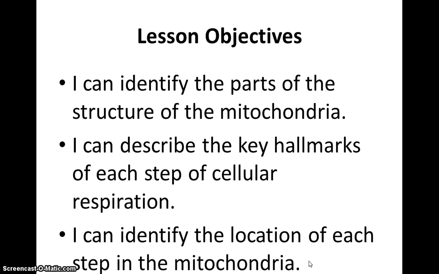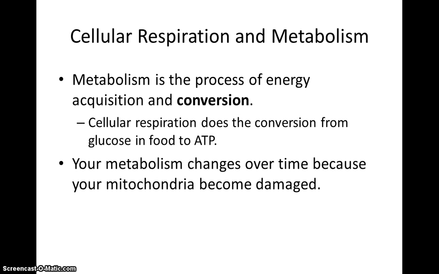We have three objectives for today's lesson. The first is to identify the parts of the structure of the mitochondria, to describe the key hallmarks that happen during each step of cellular respiration, and to identify the location of each step in the mitochondria or cytoplasm, depending on the step. All right, so we're going to start out first with a little bit of a connection.